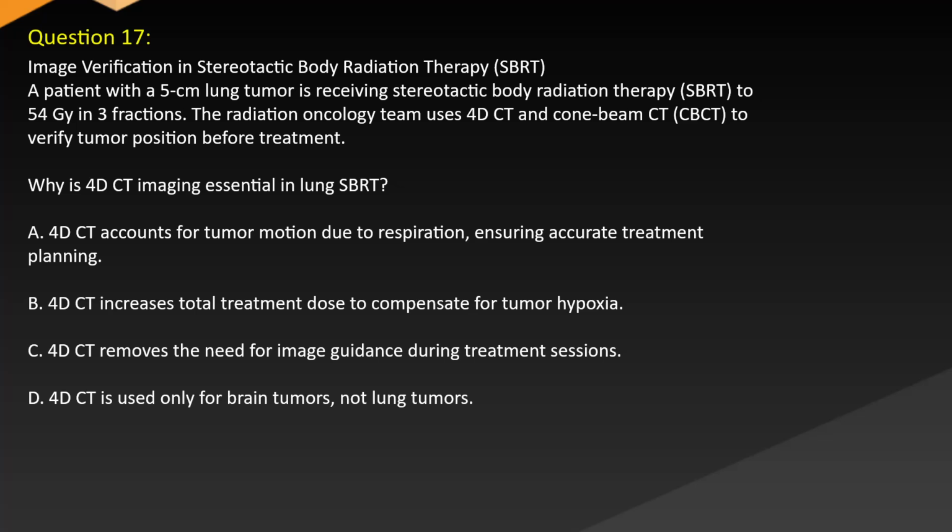A. 4D CT accounts for tumor motion due to respiration, ensuring accurate treatment planning. B. 4D CT increases total treatment dose to compensate for tumor hypoxia. C. 4D CT removes the need for image guidance during treatment sessions. D. 4D CT is used only for brain tumors, not lung tumors.